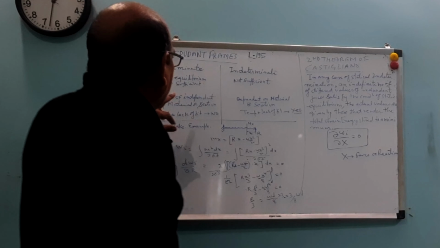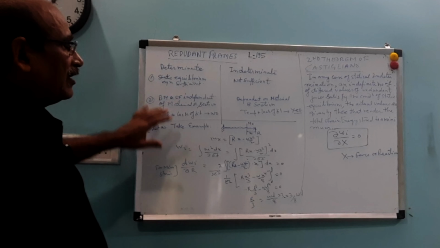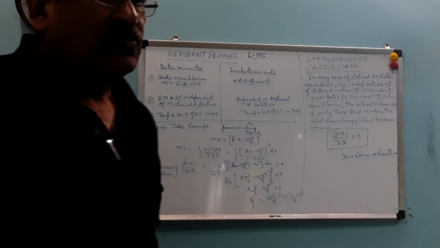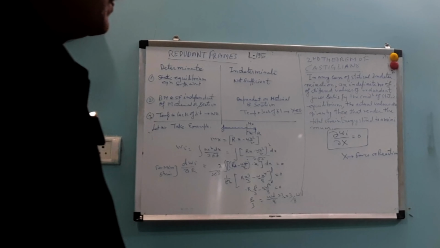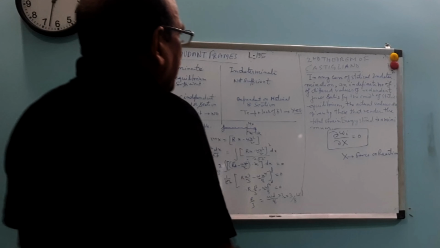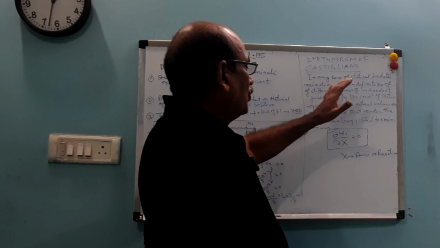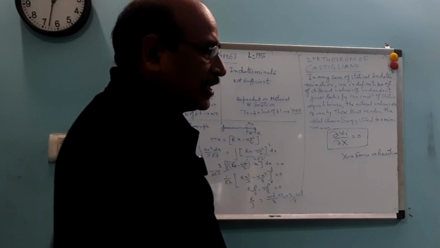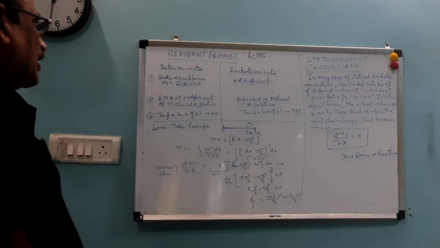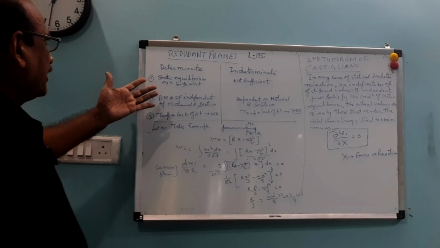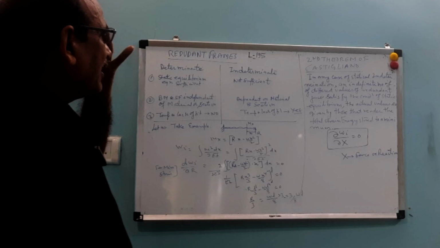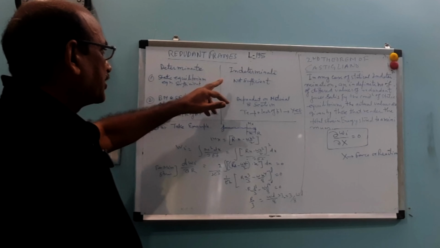ये 195 लेक्चर है. इसमें रिडंडेंट फ्रेम के बारे में हम लोग थोड़ा पढ़ेंगे और we apply the second theorem of Castigliano का एप्लीकेशन करेंगे रिडंडेंट फ्रेम को फाइंड आउट करने के लिए. तो बेसिकली रिडंडेंट फ्रेम क्या है, जिसमें कि इनडिटरमिनेट स्ट्रक्चर है.